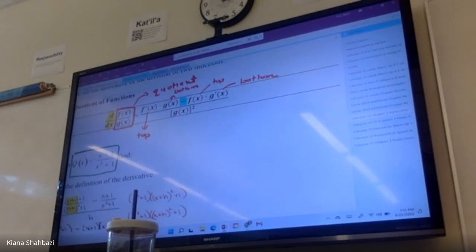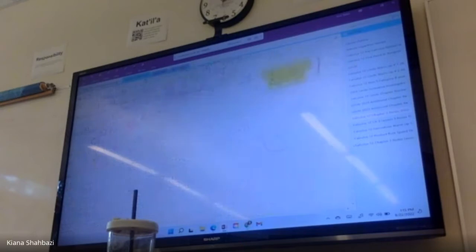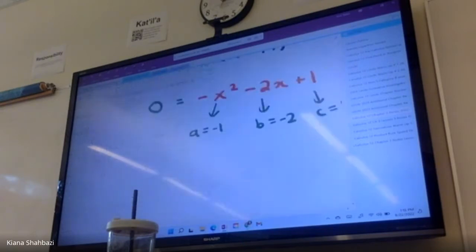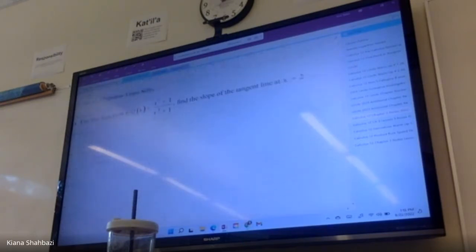So we have to make sure we differentiate the top first, then times by the bottom, and then minus the top times the derivative of the bottom. So kind of similar to the product rule. Luckily, that formula is on your formula sheet, so you don't need to memorize it. So let's go ahead and see if we can apply it to a problem like this.